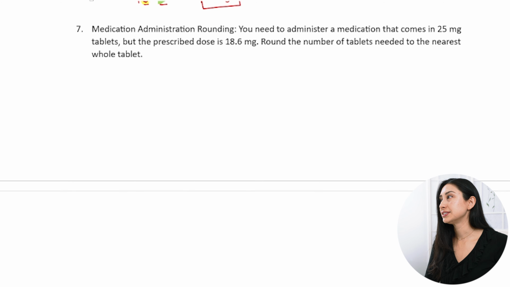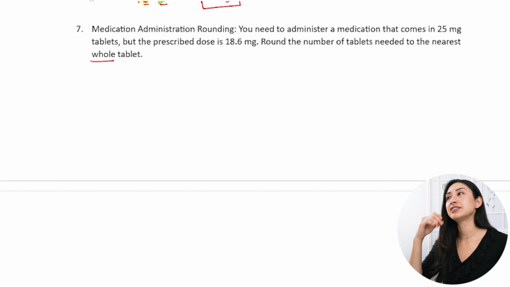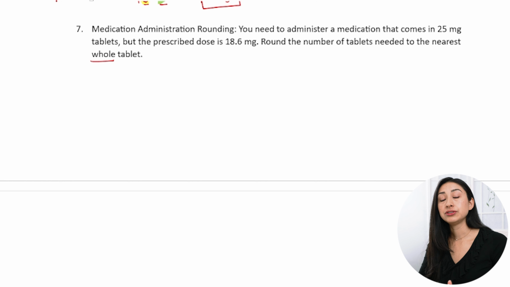Question 7, medication administration rounding. You need to administer a medication that comes in 25 milligram tablets, but the prescribed dose is 18.6 milligrams. Round the number of tablets to the nearest whole tablet. This is one of the things that you have to know when you go into your healthcare careers. They expect you to know a few extra rounding rules, which I will mention towards the end. But here they want you to round to a whole tablet.